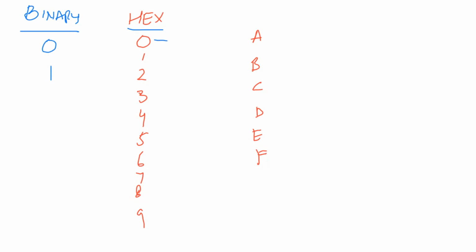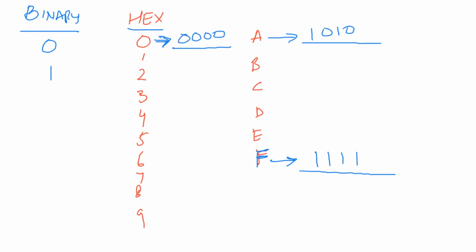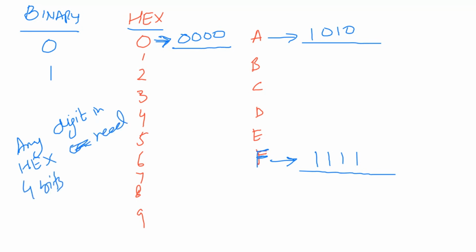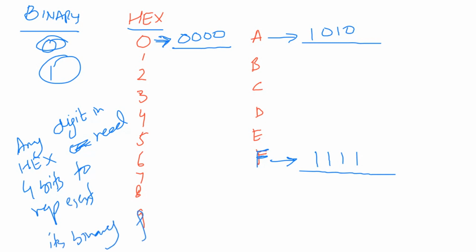Now to represent this hex in binary form, can you help me out? How can we represent this F hex in binary form? Yes, 1, 1, 1, 1. And how can we represent this A in binary form? 1, 0, 1, 0. Yes. And how can we represent this 0 hex in binary form? Yes. So look at this. If you have any digit in hex, now listen carefully, any digit in hex needs 4 bits. What are bits? These are the bits, okay? 4 bits to represent its binary form. Okay, do you all agree with this?